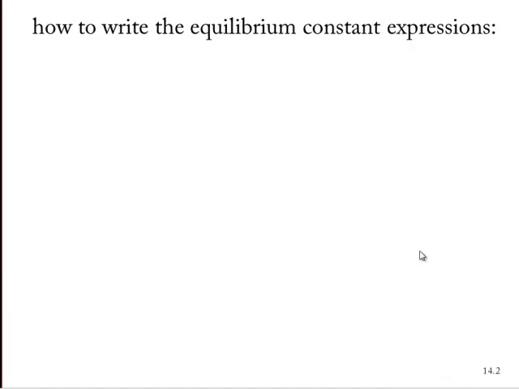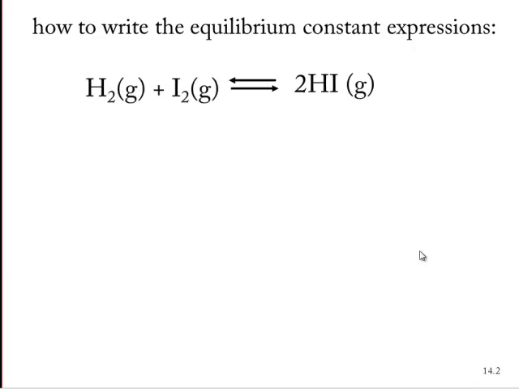Okay, how to write the equilibrium constant expression. Let's have a typical reaction here. A scientist would say we are hydrogenating iodine to make hydriodic acid. Or you could more simply say we're mixing some hydrogen with some iodide to make some HI, a nasty acid.